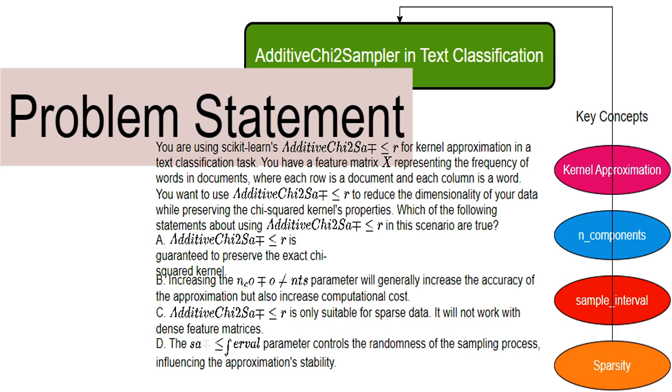I'm presenting you with a problem about using Sklearn's AdditiveChi2Sampler for kernel approximation in a text classification task. We'll be working with a feature matrix, where each row represents a document and each column represents a word. To understand how AdditiveChi2Sampler can help reduce the dimensionality of the data, we'll explore some true, false statements to test your understanding.